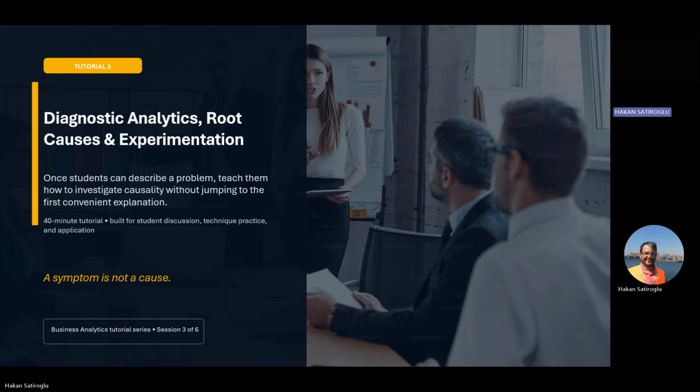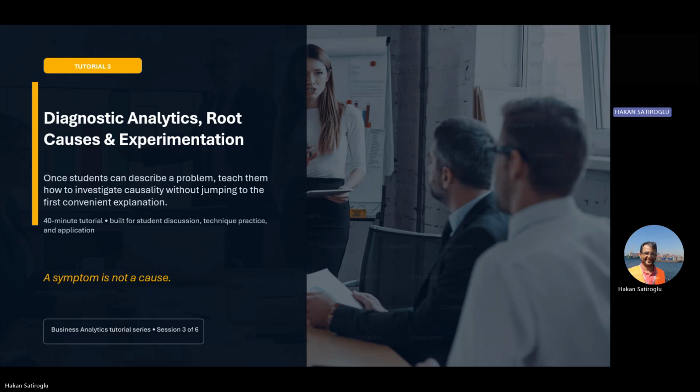This tutorial shifts the focus from describing problems to explaining them. Diagnostic analytics, root causes, and experimentation. I would open by saying that symptom is not cause.